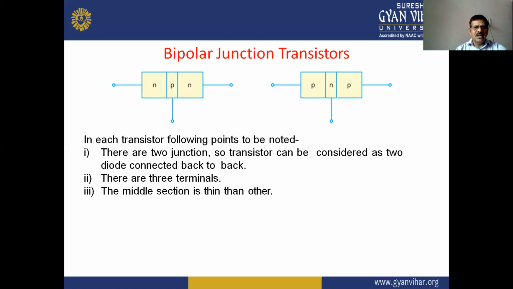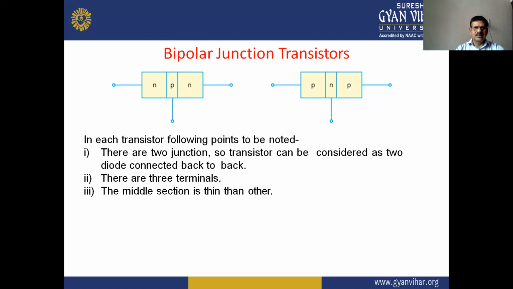First, there are two junctions, so basically the BJT is a two-junction device. A transistor can be considered as two diodes connected back to back. It behaves like two diodes connected back to back. Next, there are three terminals: the first is the emitter, the second is the base, and the third one is the collector.